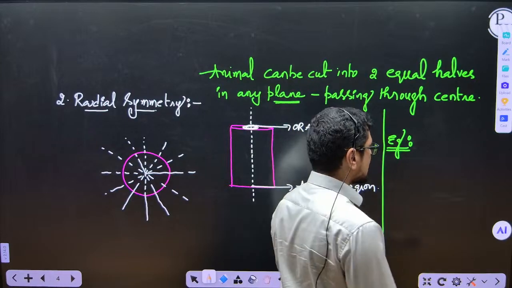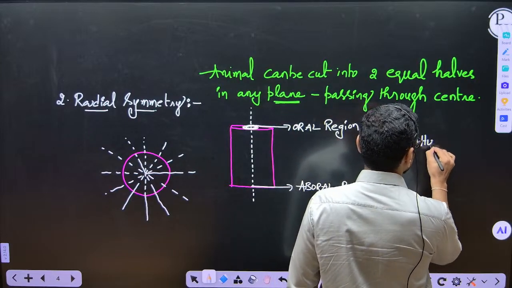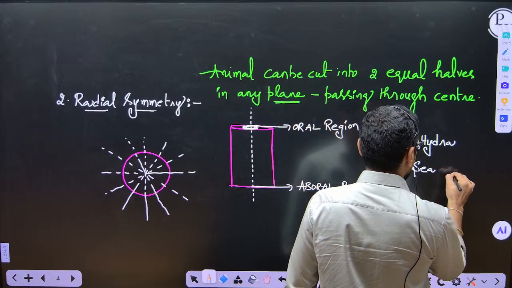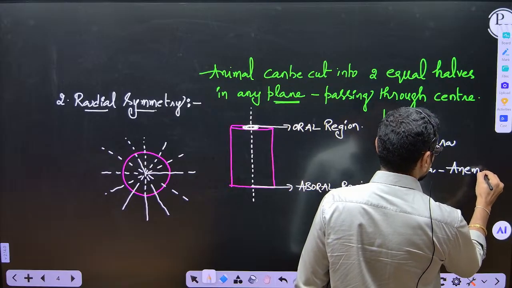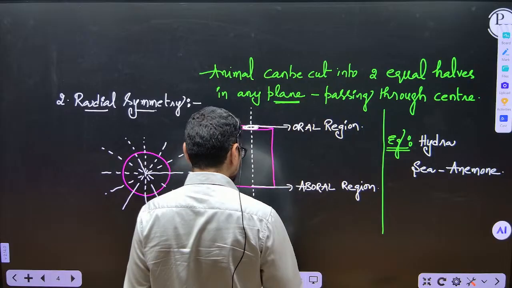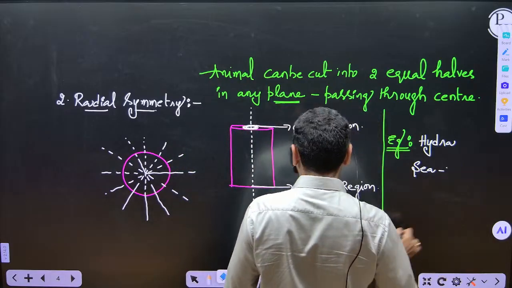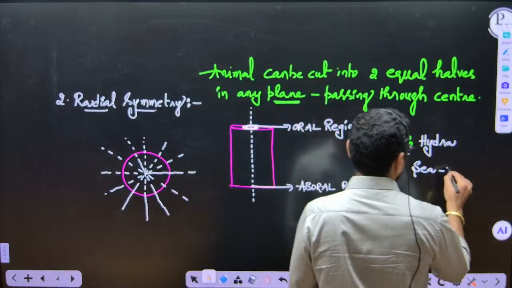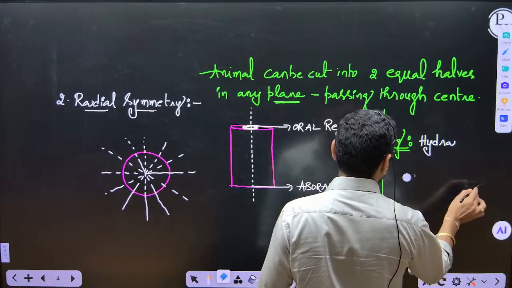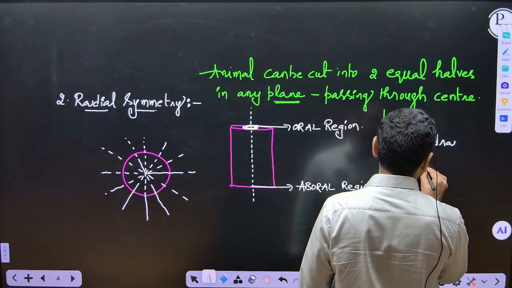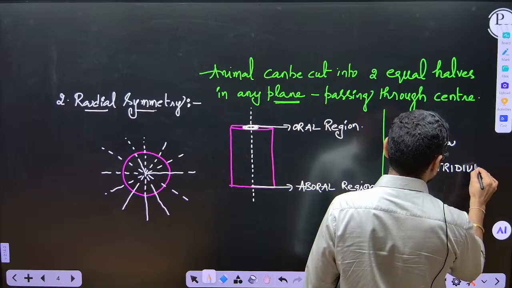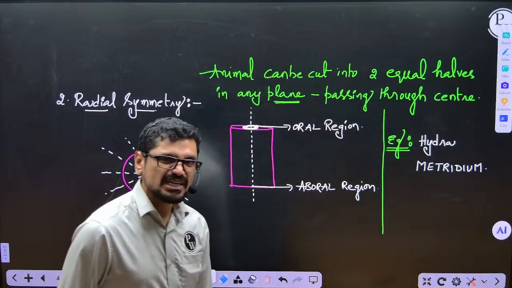There are some organisms like Hydra. You can write the animal name as Hydra, or you can write sea anemone. This a also should be a small letter. Sea anemone. Or I will write the scientific name, it will be very simple: Metridium. That is the name of an animal here.